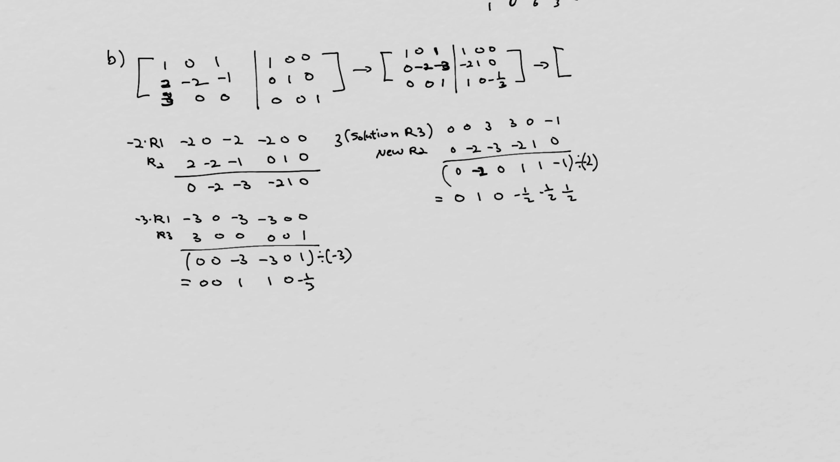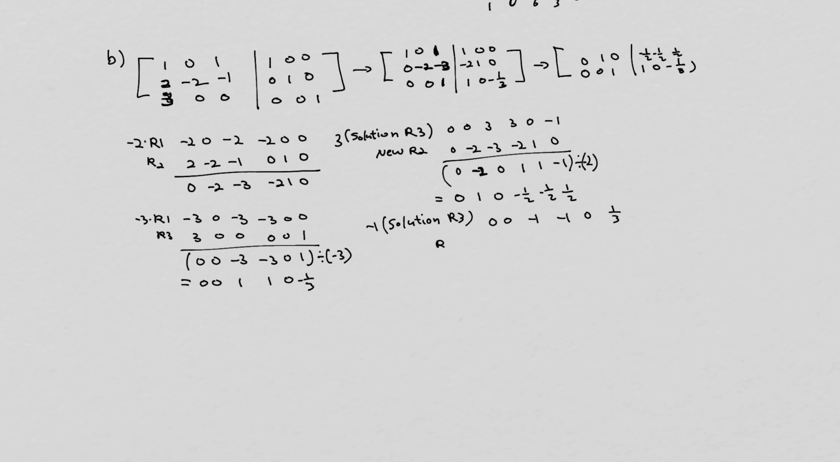So right now my solution row 3 is already done. And then solution row 2 is going to be 0, 1, 0, and negative 1/2, negative 1/2, and positive 1/2. Now I also need to make the first row, this number, 1, 0, and it looks like I can just multiply the solution row 3 by negative 1 to make it opposite. So it will be 0, 0, negative 1, negative 1, 0, positive 1/3.